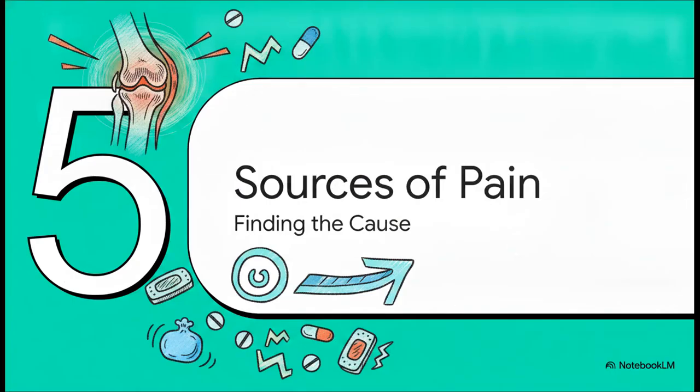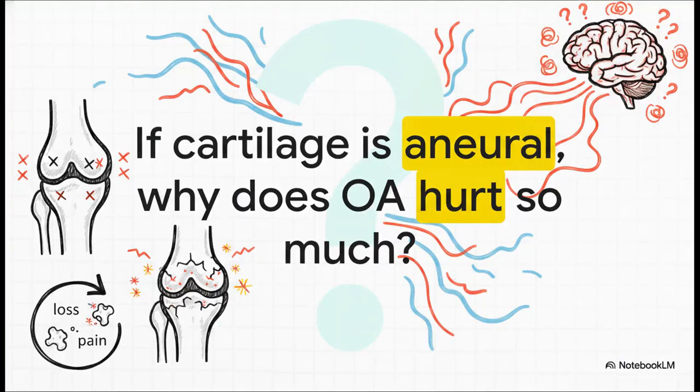Next up is Section 5, Uncovering Sources of Pain. Okay, I want you to really think about this provocative question for a second. It is a biological fact that healthy articular cartilage is completely aneural, meaning it has absolutely zero nerve endings. None. So if osteoarthritis is famously defined by cartilage loss, why on earth does the disease hurt so much?